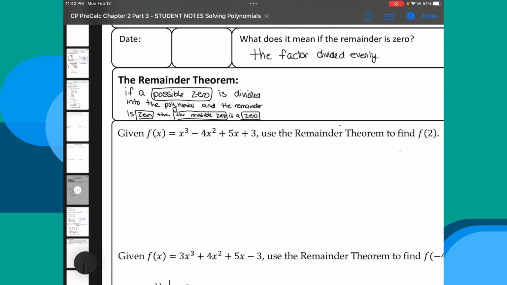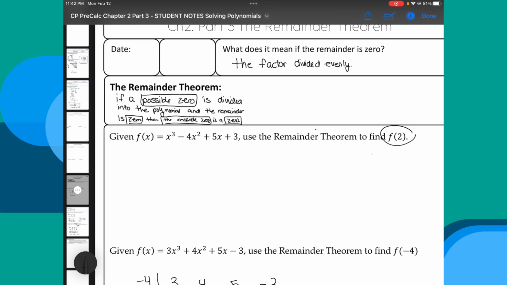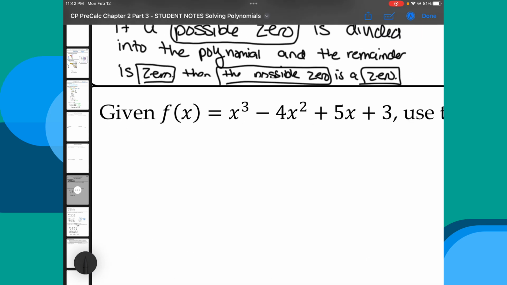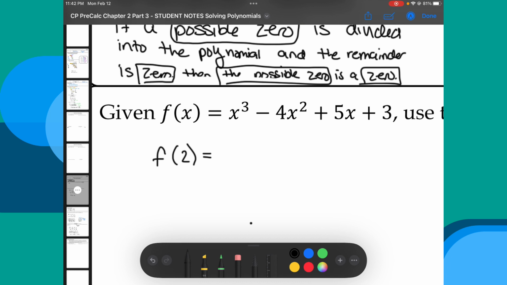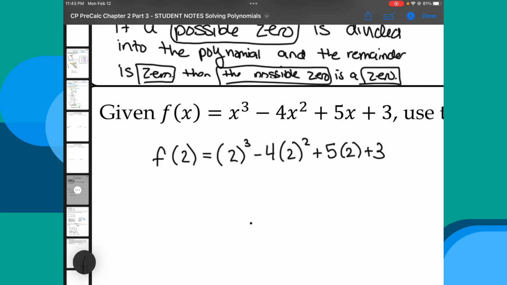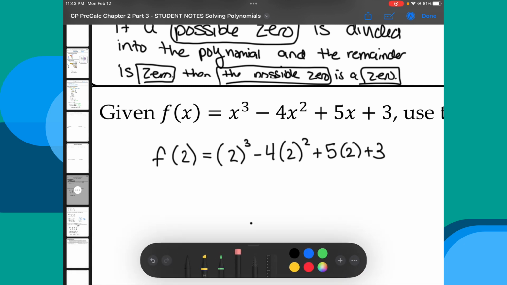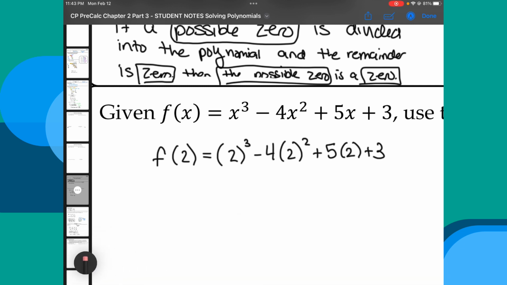So one way that you could solve this is you could take x is 2 and plug it in using function notation. That gives you f of 2, which is then 2 to the third minus 4 times 2 squared, then plus 5 times 2 plus 3. And you could solve this. You could get out your calculator, plug it all in and solve it. And if you did that, you would get 5.